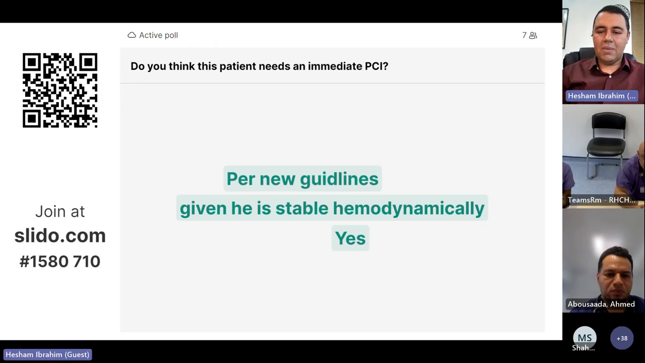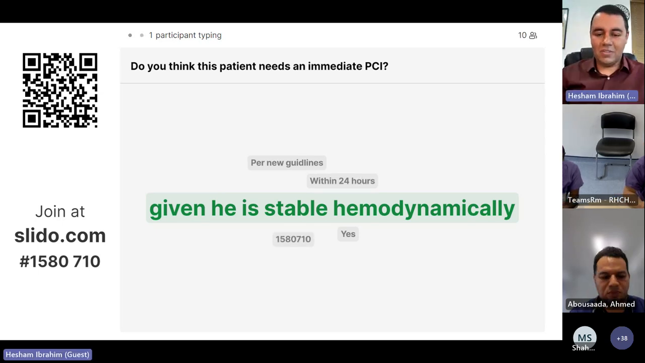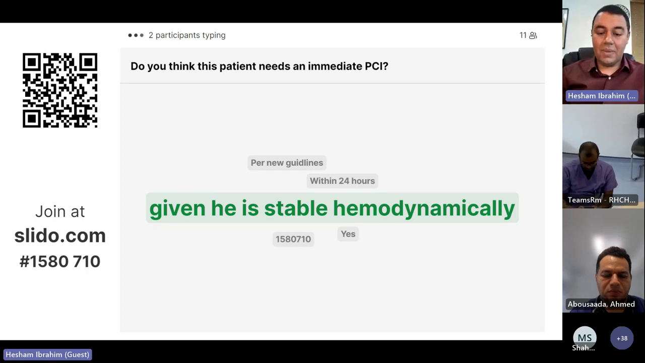So given he is stable hemodynamically, yes, per new guidelines. Sorry, is this one person writing a statement? Because I'm not sure who's trying to say what. If we stick to yes and no, probably it will be easier. Okay, so we've got 9 responses. I'm not sure if this is a phone number or something.